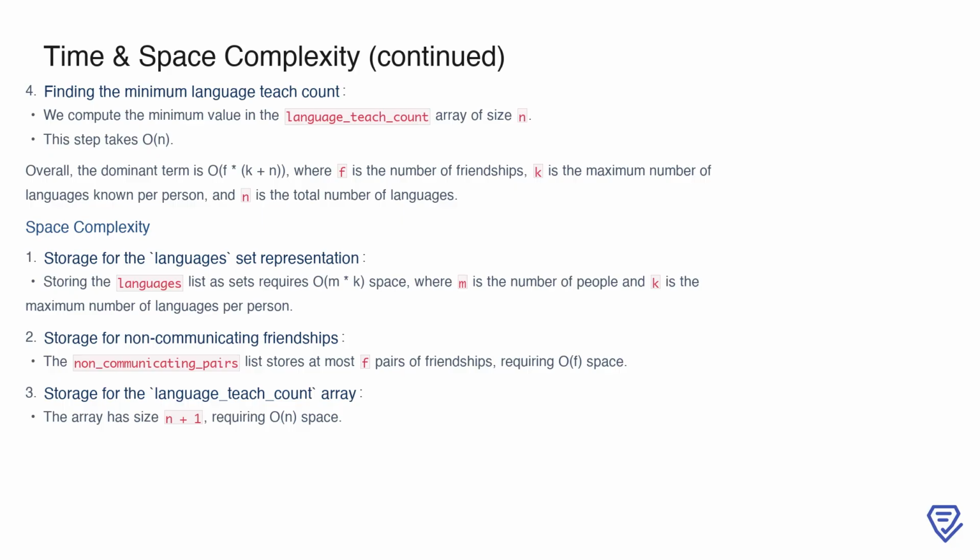Now turning to the space complexity, the algorithm requires space for several components. First, storing the languages list as sets takes m*k, as we need to represent the language knowledge of all m people. Second, we store the non-communicating friendships in a list, which requires f space, as it contains at most f pairs. Lastly, the language_teach_count array, which tracks teaching requirements for each language, uses n space. These components together give an overall space complexity of m*k plus f plus n.